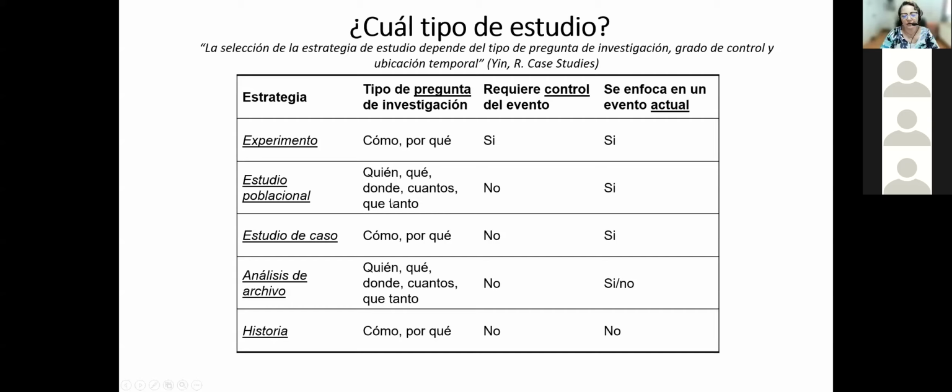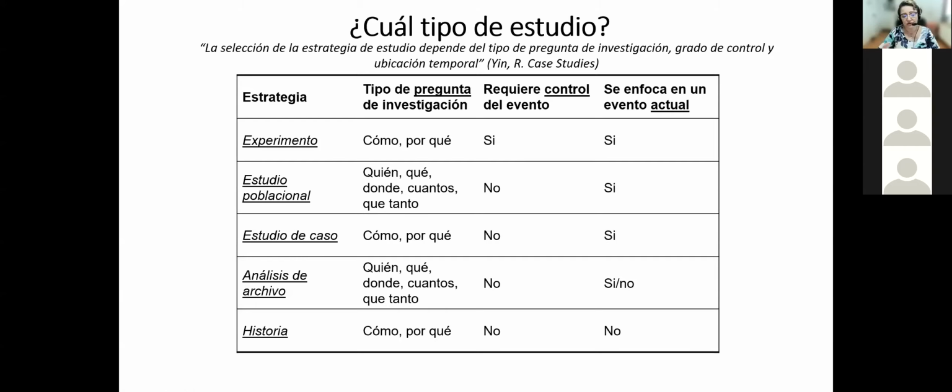And if I want to answer how, who, what, how many, I do not need to control the event. But if I focus on current events, in demographic studies, the studies that we have in our countries, national health studies could give us an example. It tells us how often these national health surveys are carried out in our country. So these are examples of these types of studies. Now, case studies, these are processes that I want to research.